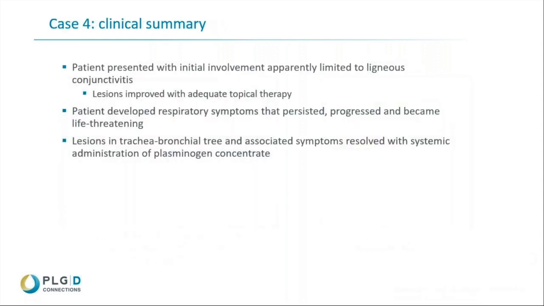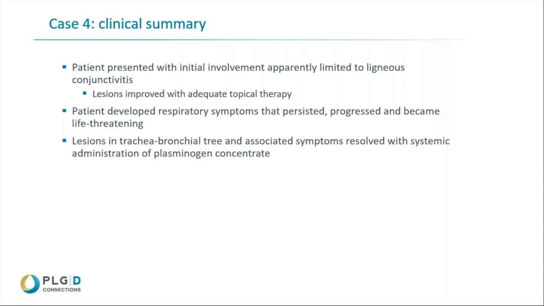In summary, this patient presented with initial involvement apparently limited to ligneous conjunctivitis. Lesions improved with adequate topical plasminogen eye drops. Subsequently, she developed respiratory symptoms that persisted, progressed, and became life-threatening. The lesions in the airway tree and the associated symptoms resolved with systemic administration of plasminogen concentrate.